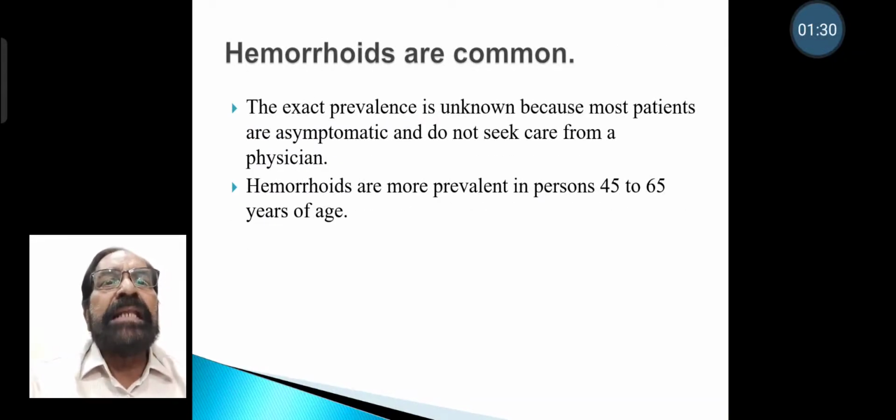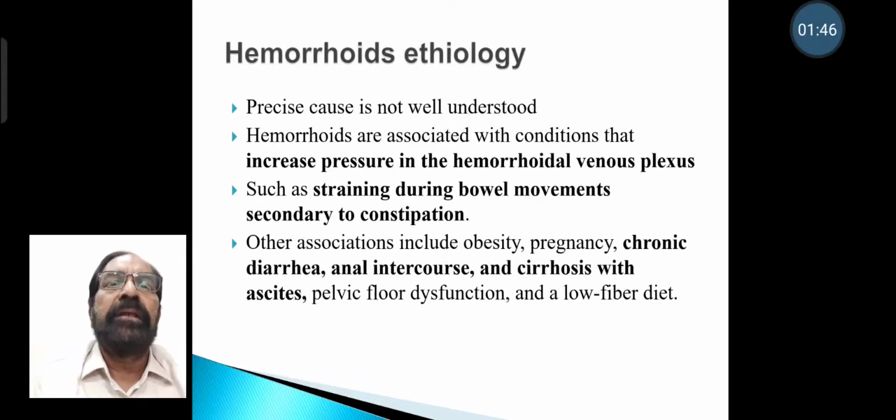The exact prevalence is unknown because most patients are asymptomatic and do not seek care from a physician. Hemorrhoids are more prevalent in persons 45 to 60 years of age. The precise cause is not well understood.